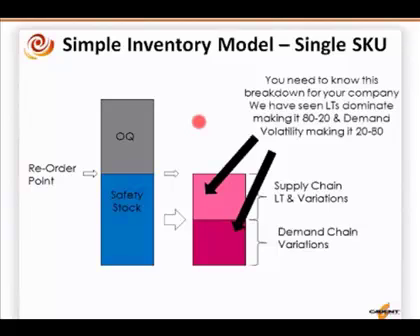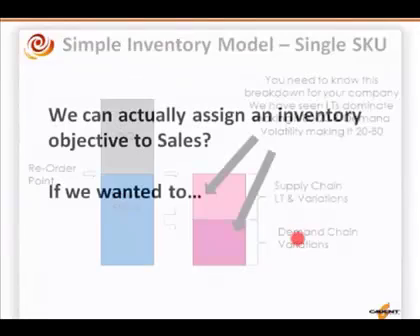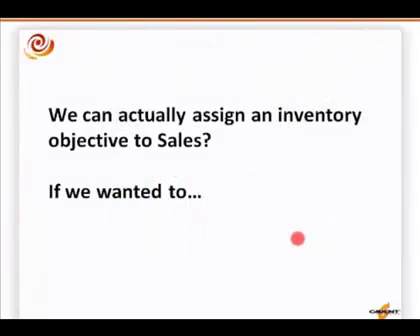You probably need to know this breakdown for your companies. We have seen manufacturing or supply chain lead times dominant, making it 80-20 between this and the demand chain variations. But there's also examples we've seen where these variations operate a lot tighter, so it's a 20%, 80% split between these two. We can actually assign an inventory objective to sales if we wanted to.